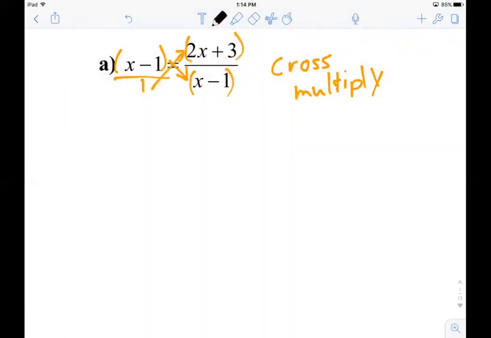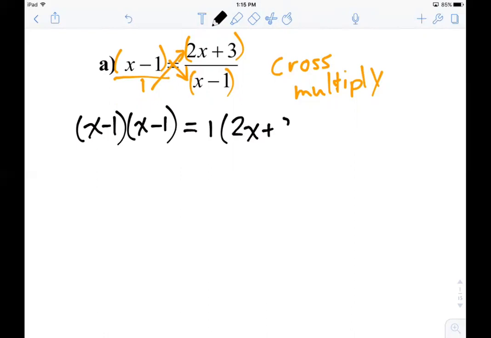But what does that give me? Well, oops, don't want to start with an equal sign. I don't need one. I'll put it in the middle. It's going to be x minus 1 times another x minus 1. That's why I made sure I kept those in brackets. And then it's just 1 multiplied by 2x plus 3.